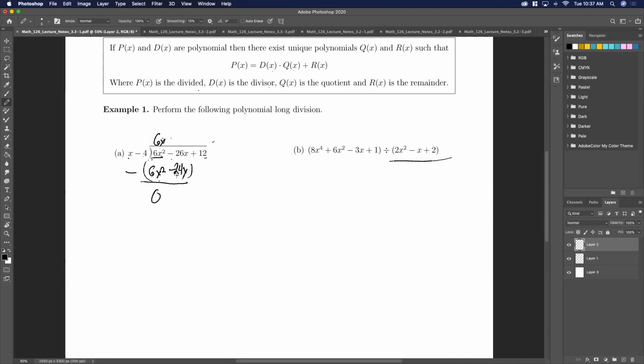Here, I'll have minus minus, so that's a plus. So plus 24x minus 26x will give us minus 2x. I pull down the 12. So here, what do I multiply? Now I want to get rid of the 2x. What do I multiply x by to get negative 2x? Well, that would be just minus 2. So this minus 2 will give me minus 2x.